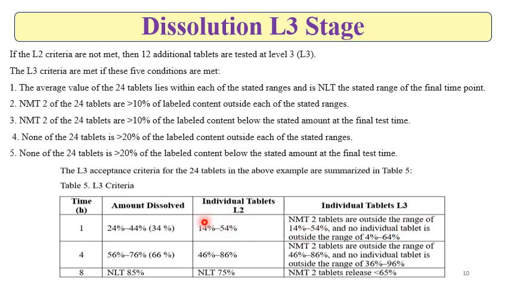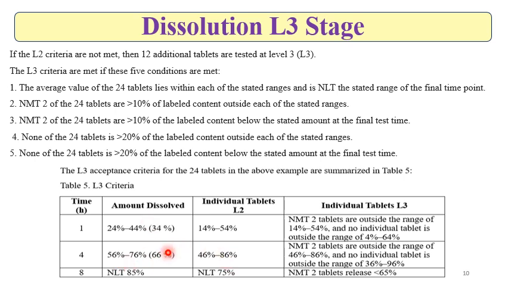That means the criteria for L2 is 10% outside the limit for 2 units, not more than 2 units or 2 tablets. Now no individual tablet is outside the range of 4 to 64. That means here 20% is added. Here 20% is deducted. 24 minus 20 becomes 4, and here 44 plus 20 becomes 64.